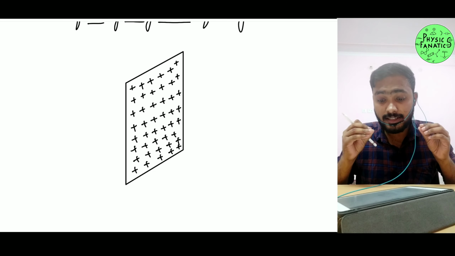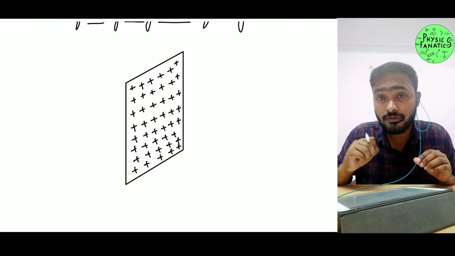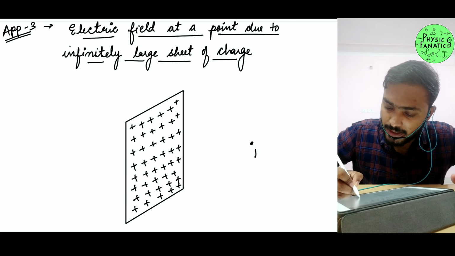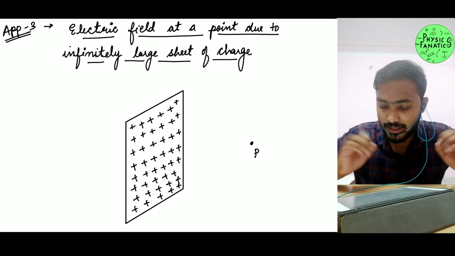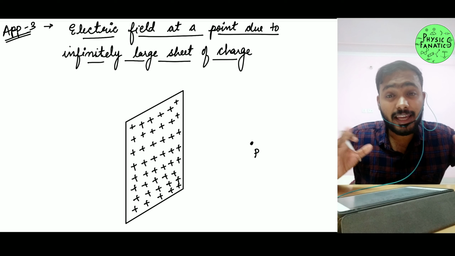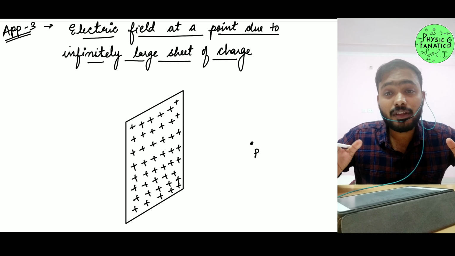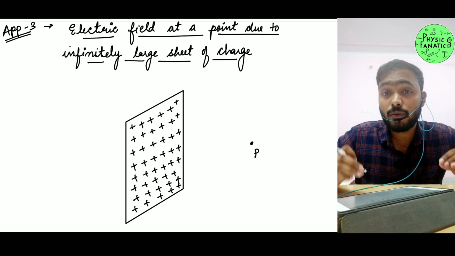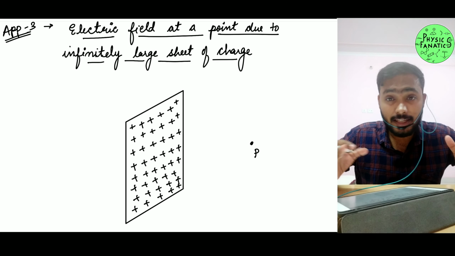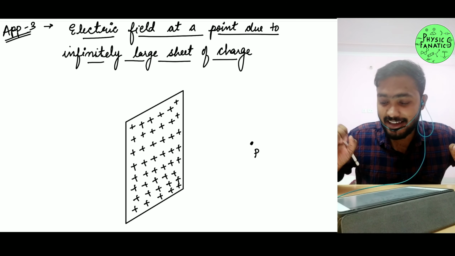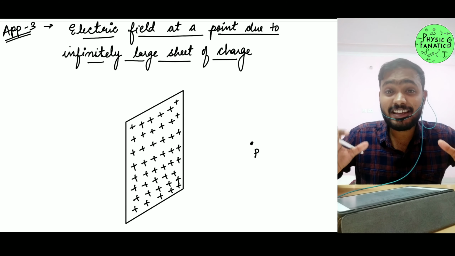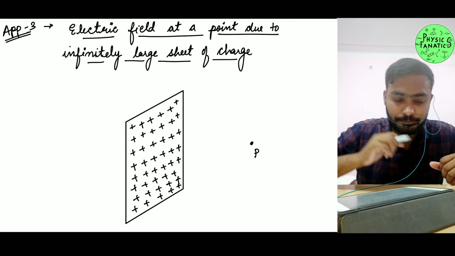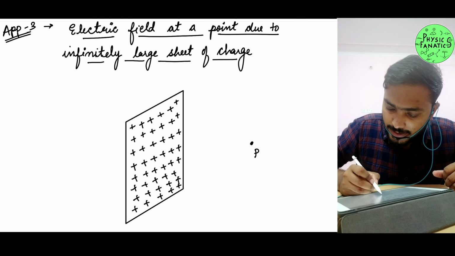Because of this infinitely large sheet of charge, I'm supposed to find out the electric field at some point here, P. So how am I supposed to do that? Again, the first step is you have to draw the Gaussian surface, and you have to draw it in such a way that it includes my point P. Any ideas? Yes, I have one idea. I have to draw a cylinder again, and that cylinder should include my point P.